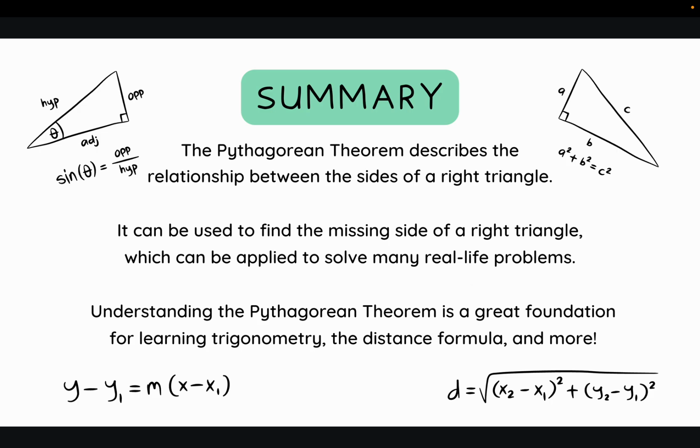So ultimately, here's our summary before we work on our assignment for the day in the class. We know that the Pythagorean theorem describes the relationship between the sides of a right triangle. It can be used to find the missing side of a right triangle, which can be applied to solve many real-life problems. Understanding the Pythagorean theorem is a great foundation for learning trigonometry, the distance formula, and so much more.